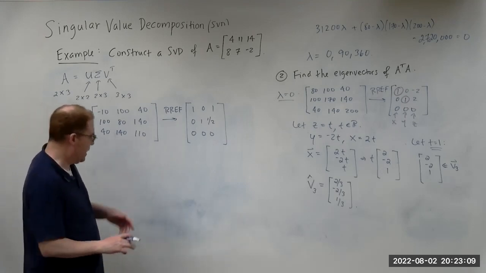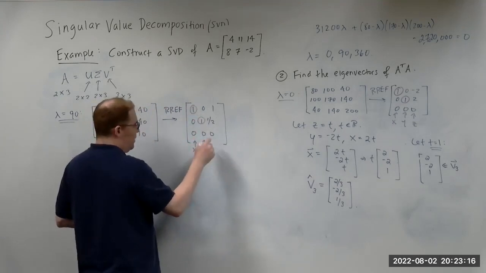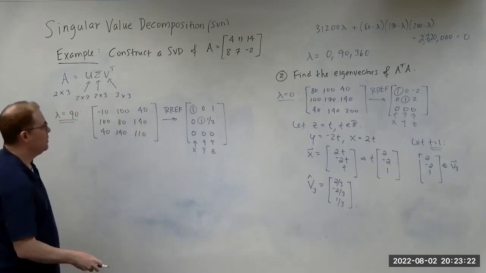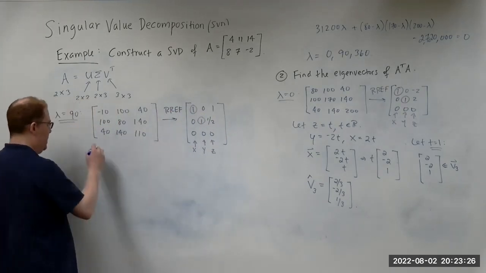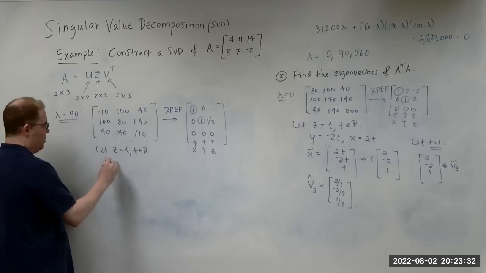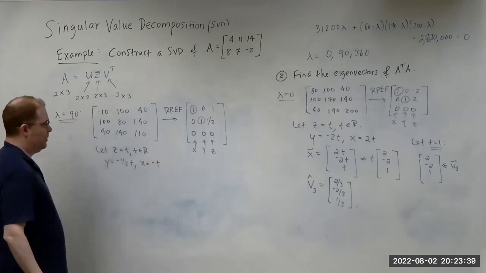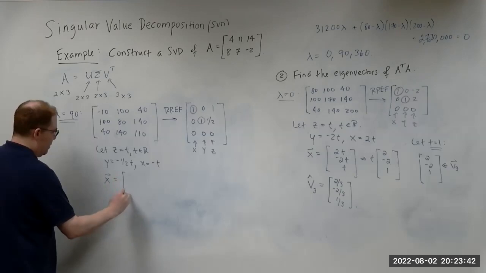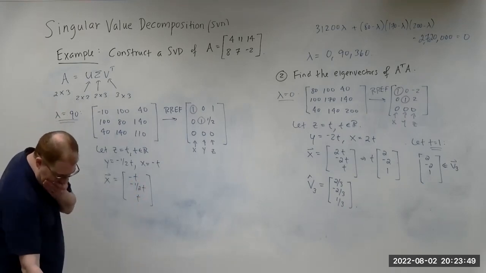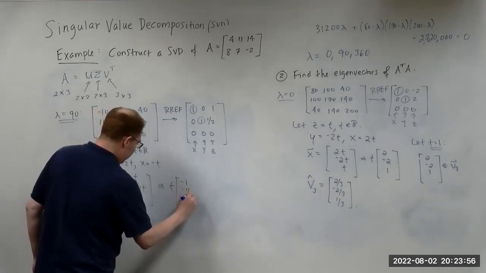Now we have basic variables here for x and y. Not surprising that we get this row of zeros here. So again, we're going to let z be equal to t, where t is some real value. And then y is equal to minus 1/2 t. And from here, x is going to be equal to minus t. So we get minus t, minus 1/2 t, and t. Writing this in parametric form, we get minus 1, minus 1/2, and 1.